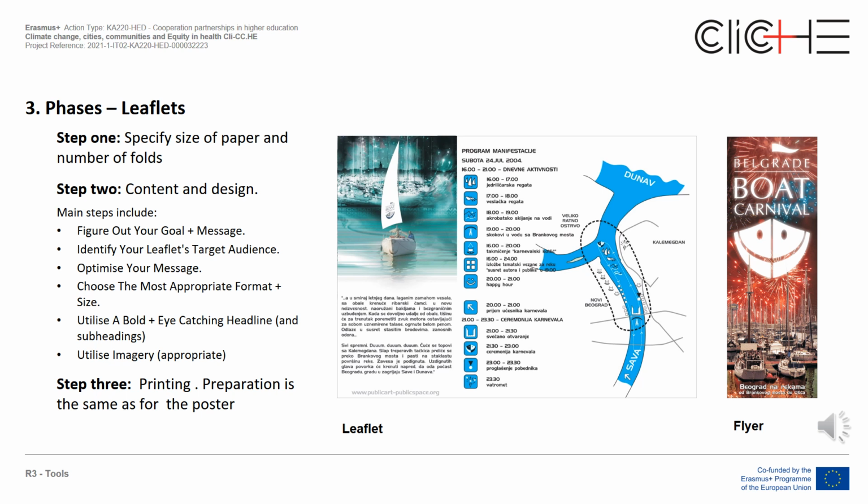There are three main phases in producing leaflets. In step 1, you need to specify the size of paper and number of folds. In step 2, it is necessary to define the content and design. In doing this, you should figure out your goal and message, identify your leaflet's target audience, optimize your message, choose the most appropriate format and size, utilize a bold, eye-catching headline, utilize imagery. Finally, step 3 includes preparation and printing.